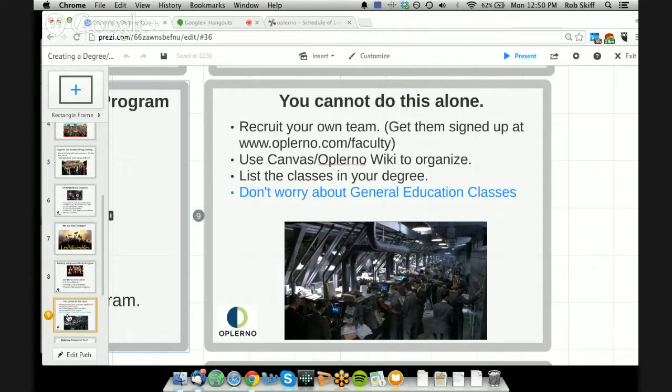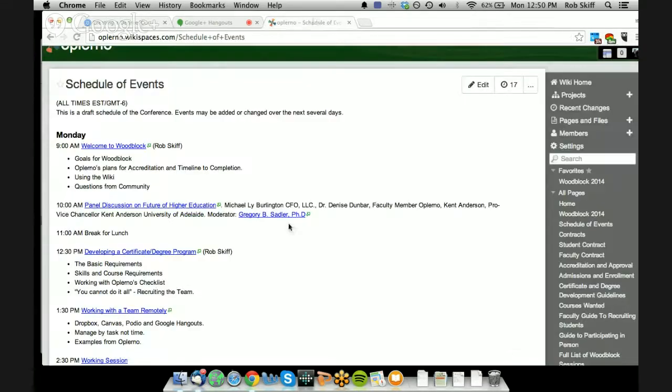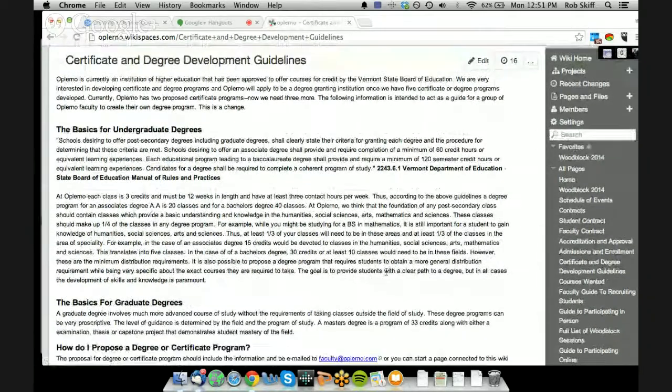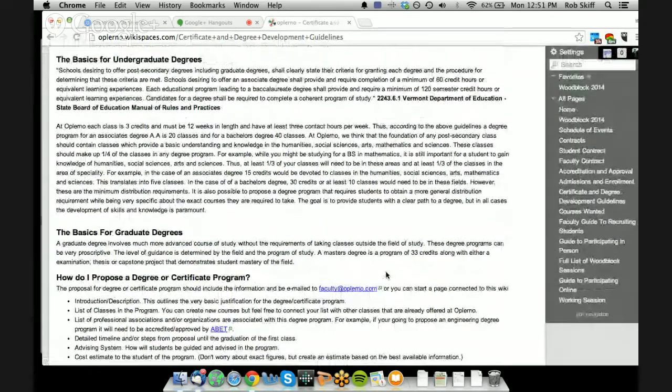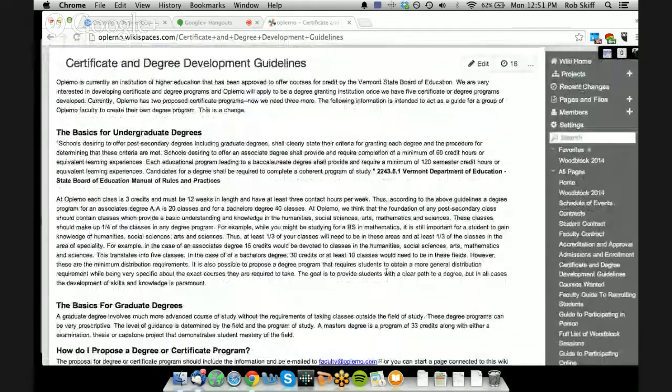Now, I want to move for a second and talk about using Canvas and the Oplerno Wiki to organize. Earlier today, I showed you guys the Wiki. And right here, it outlines the basic expectations for the degree program.